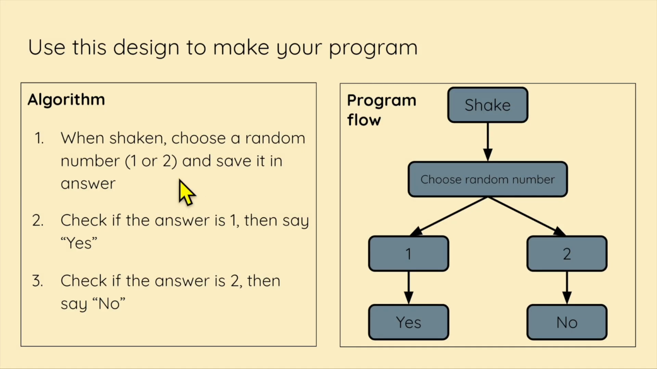So I'm going to use this algorithm here. First of all, when the microbit is shaken, it's going to choose a random number, either 1 or 2, and it's going to save it in a variable called answer. Then it's going to check and see if the answer is 1, and if it is, it's going to say yes. And it's going to check if the answer is 2, and it is going to say no.